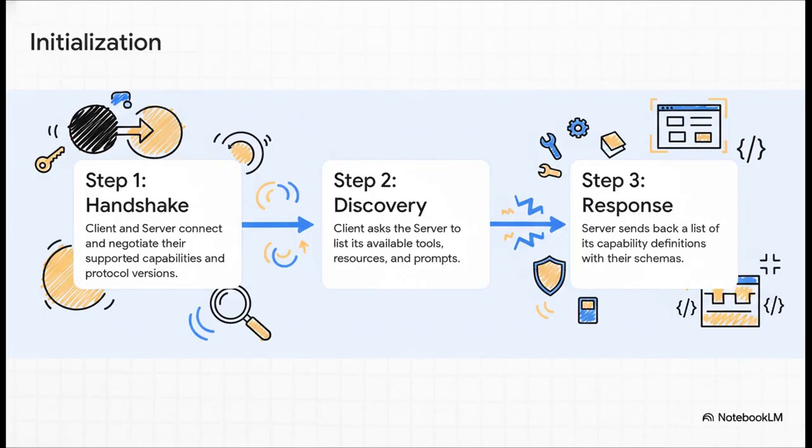Before any real work gets done, the client and server do this little dance. It's called the initialization handshake. The client basically connects and says, "Hey, I'm here. This is the protocol version I speak." And the server replies, "Awesome, great to meet you. Here's a full menu of all the tools I have on offer."